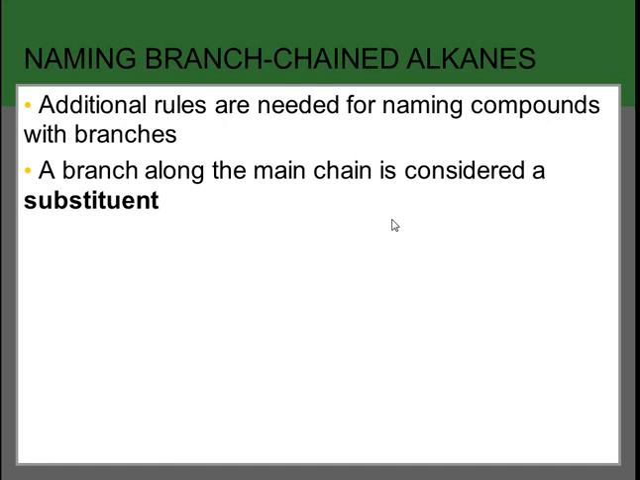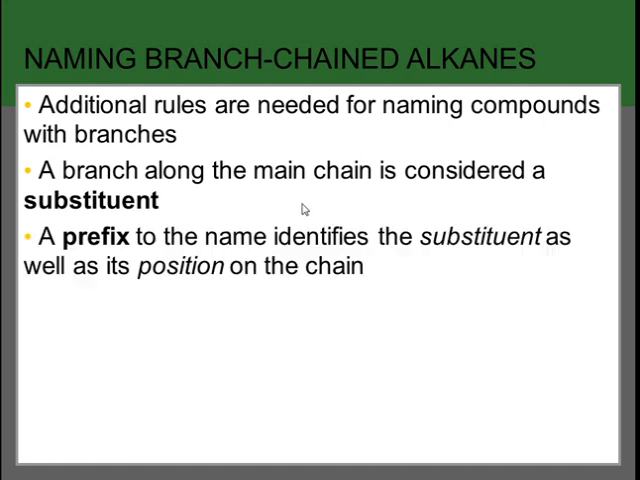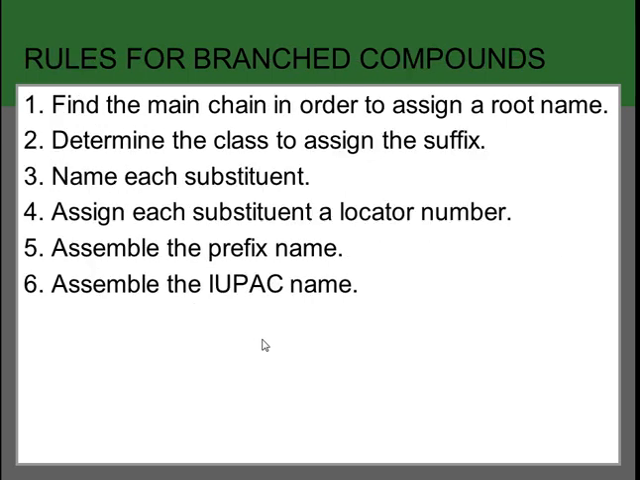Okay, so now let's get into naming branch-chained alkanes. Here we have to add some additional rules. A branch along the main chain is considered a substituent, so we call it a substituent. The prefix to the name identifies the substituent as well as its position. So this is sort of identifying what is attached to the chain and where it's attached to the chain. And so the rules are these 6, in order.